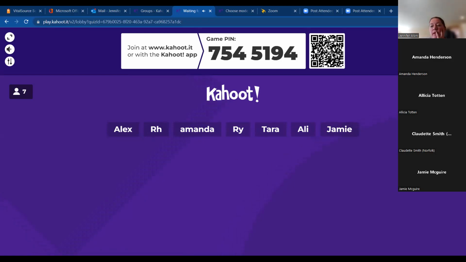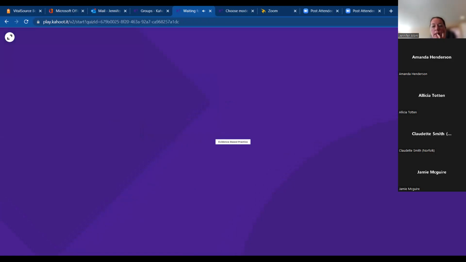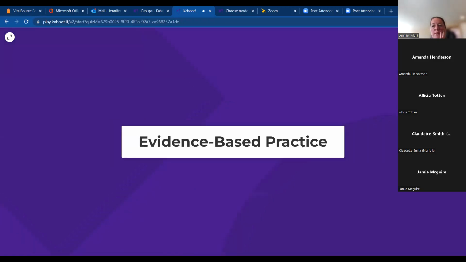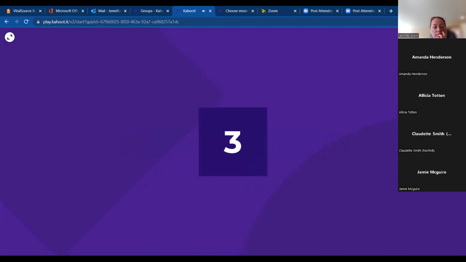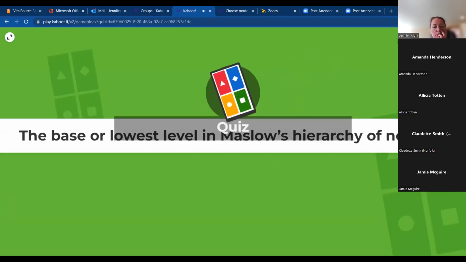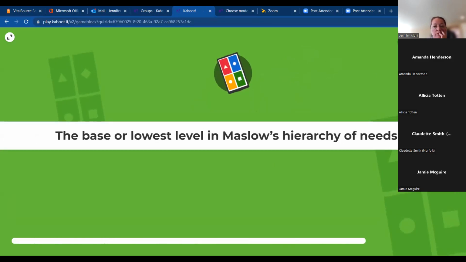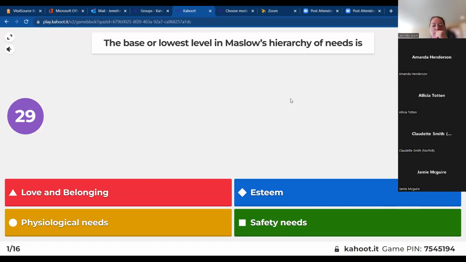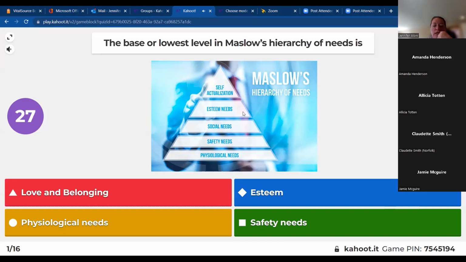This is evidence-based practice. Lowest level of hierarchy of needs. This was evidence-based practice. What was the pin again? Oh, I don't know. Does anybody have it? Oh, yes, I do. 754-5194.